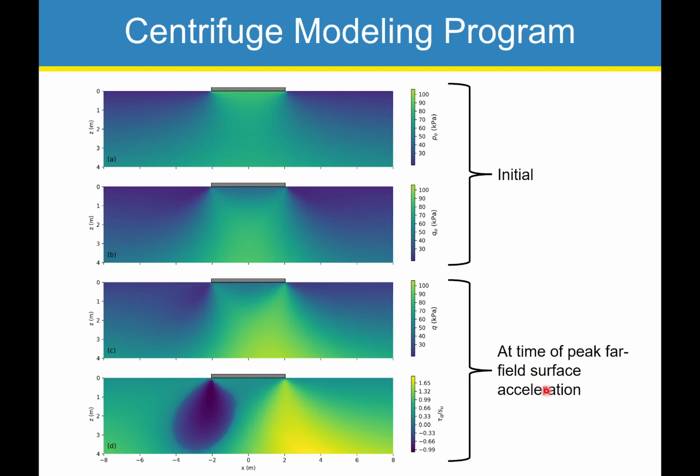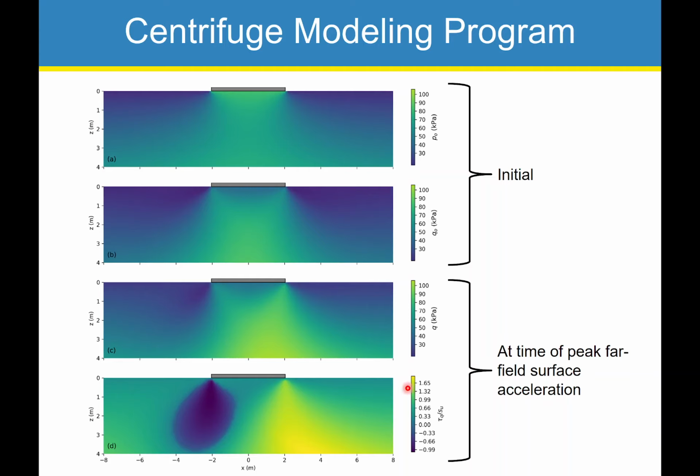So what we did now was used our methodology to compute the initial stresses. Here's the initial mean stress and then the initial deviatoric stress. You can see that the structure does alter these things, right? The mean stress tends to be higher beneath the structure, deviatoric stress is higher, and then as you move away, you get more to a free field condition.